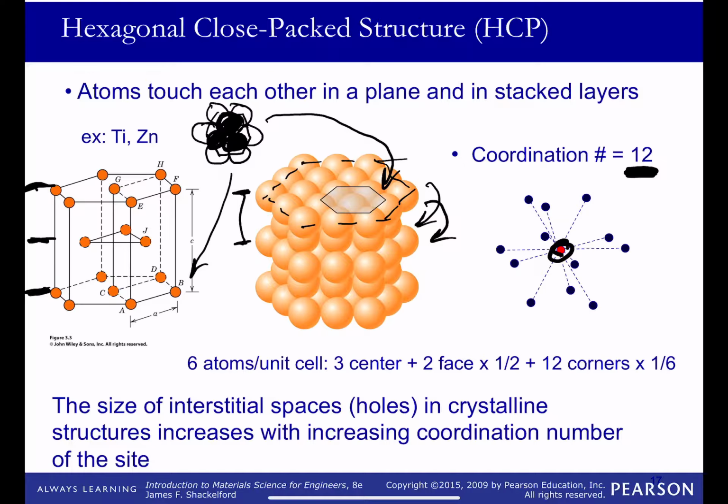And we get 6 atoms per unit cell. Quite high now, 6 atoms per unit cell. We're going to get 3 from within the structure, 3 in the center. We can see those in the middle structure here. 1, 2, 3. Notice that they're located within the hexagon. They're not cut by the planes or the edges of the unit cell.